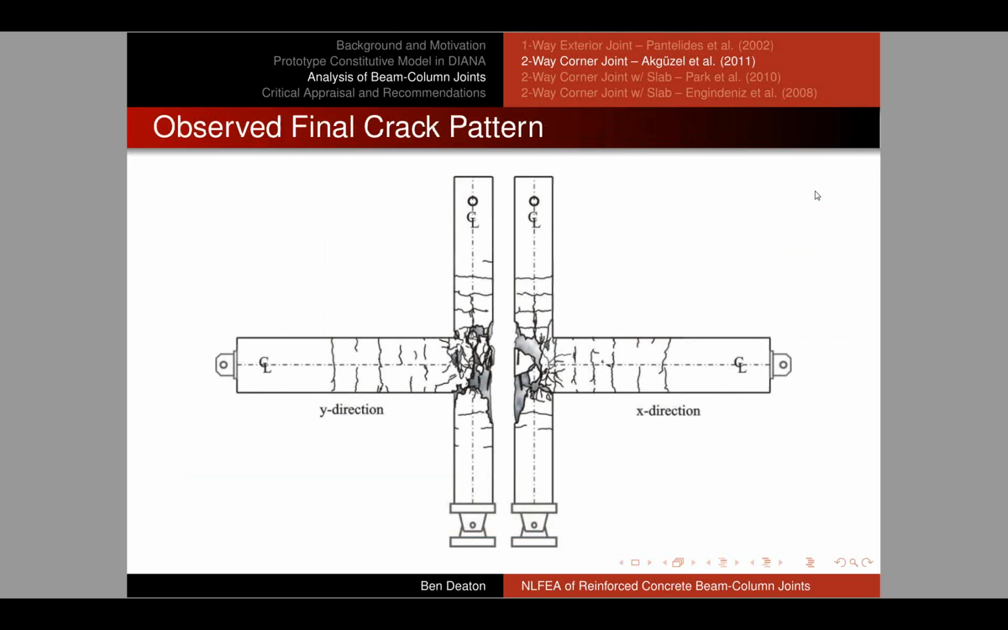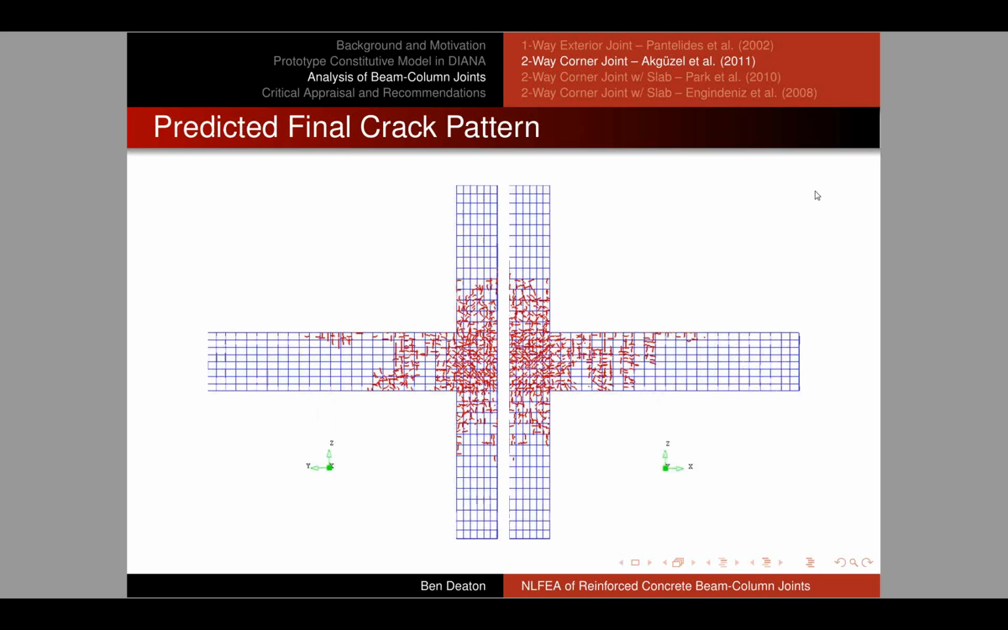Let's look at how well Diana was able to predict the final crack pattern. So this is the reported damage pattern. You can see there is extensive cracking of the joint core and cracking into the beams and columns. There's also spalling in the joint core region. So this is the Diana result. And so you can see, again, a very good representation of the extent of damage.